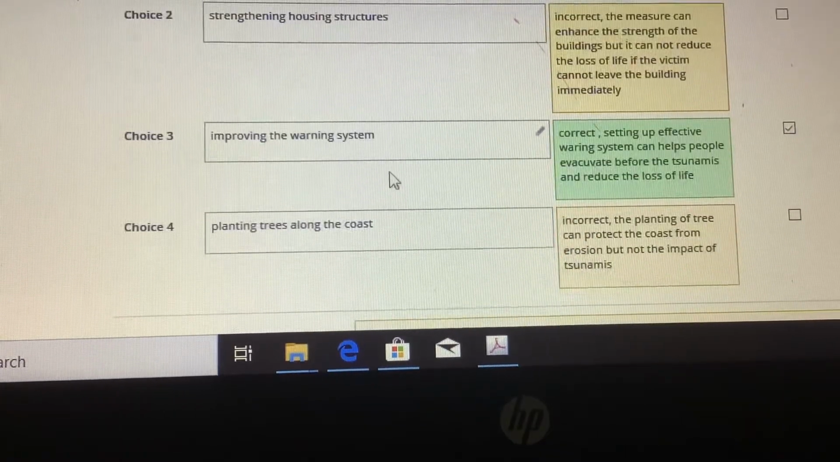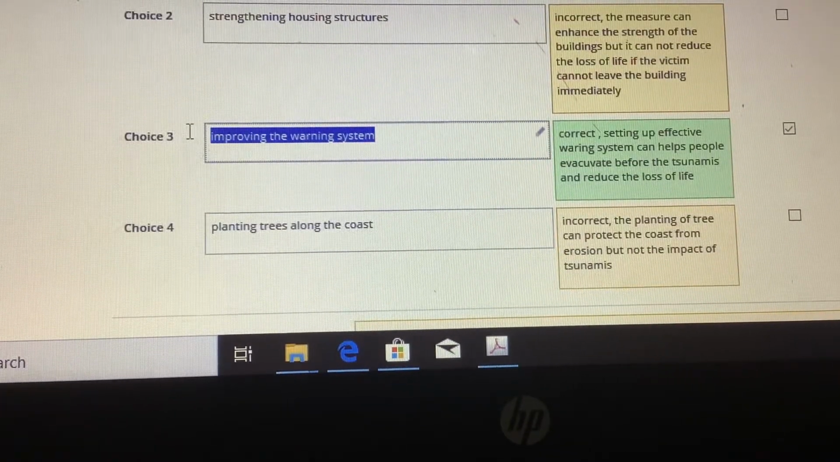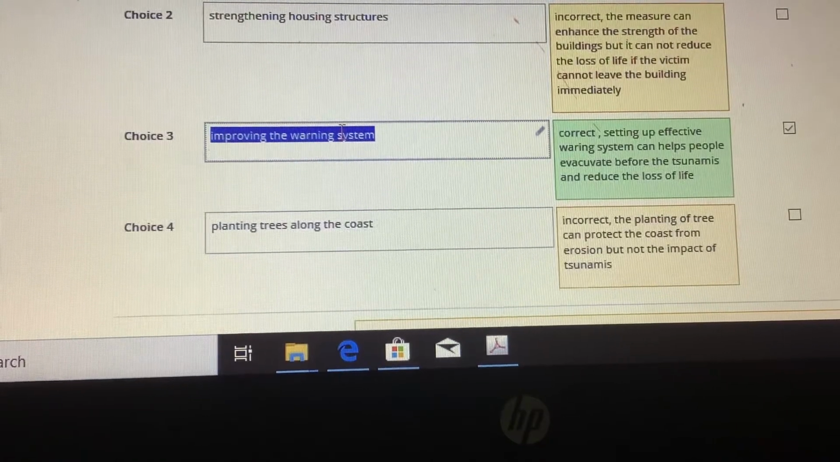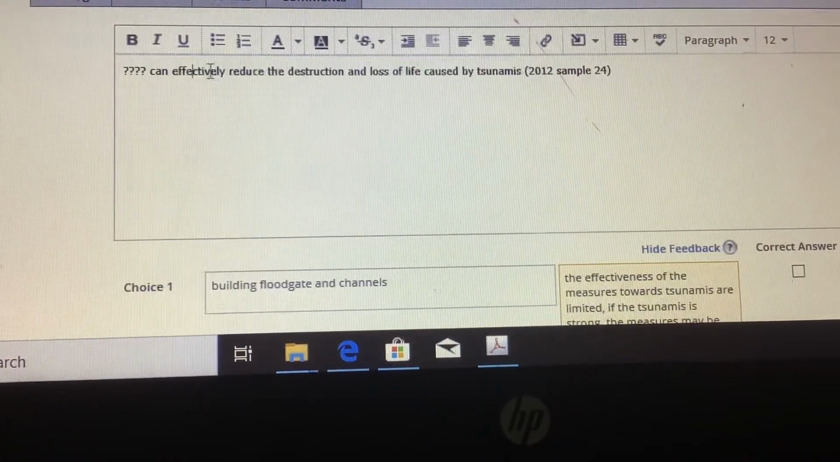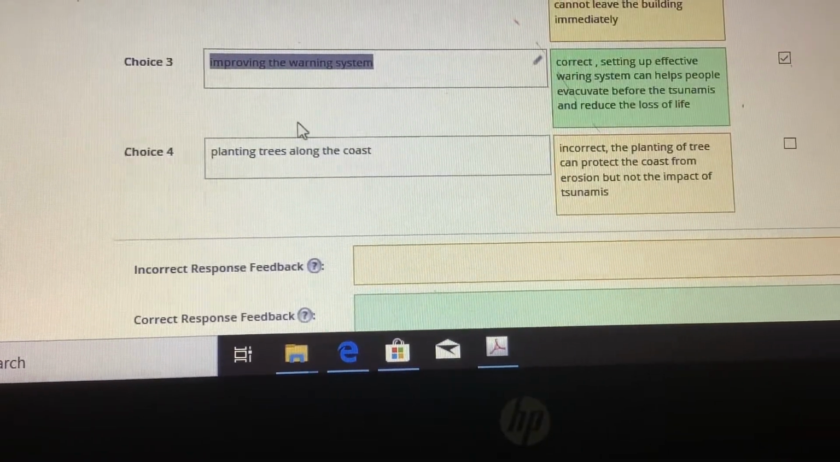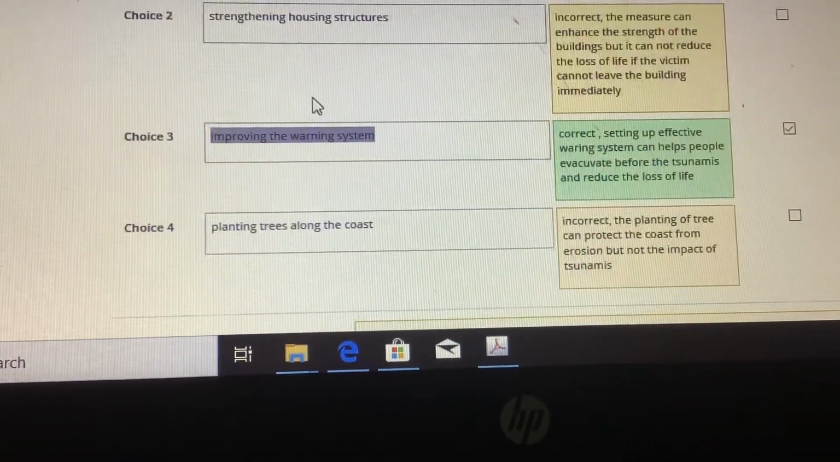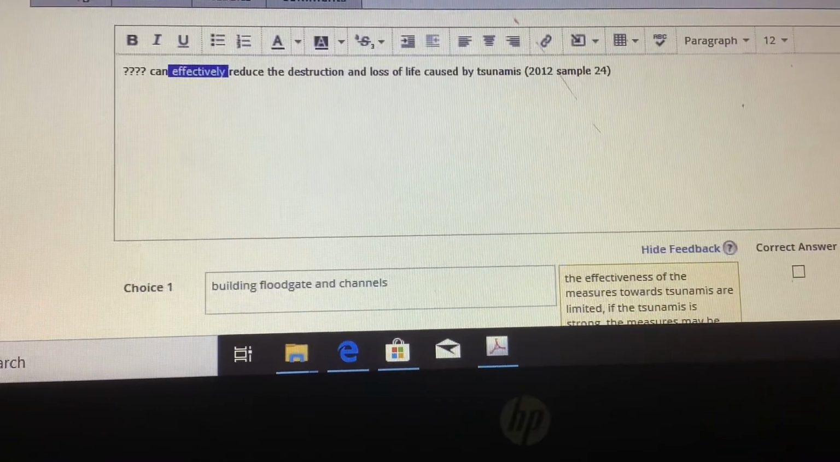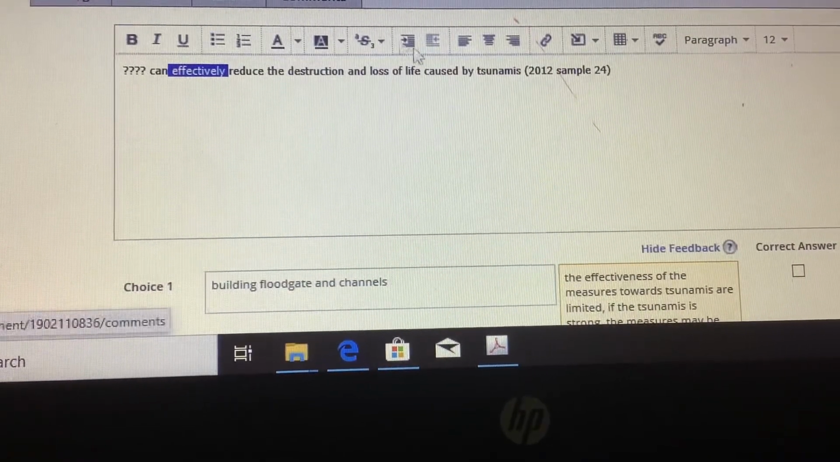Okay, improving the warning system. This one seems to be more reasonable. Okay, more effective, because here you can see the keywords. You can find out this is effectively. Okay, so you have to choose the best answer, not the right answer. Among these 4 choices virtually all are correct, but you have to pick the best answer.